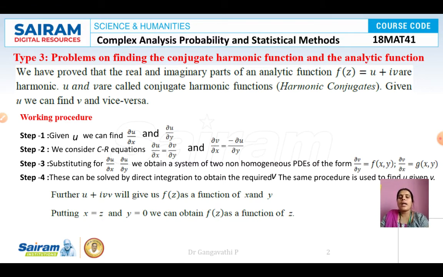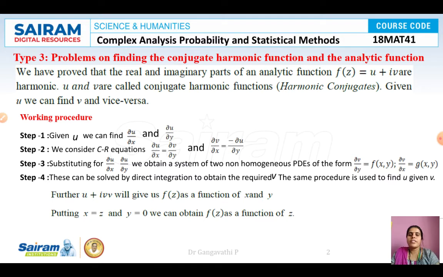So how do we do that? Let us look at the working rule. Imagine that u has been given. The first step is to find the derivatives ux and uy. Step 2 is to consider the CR equations: dou u by dou x can be replaced as dou v by dou y, and dou v by dou x can be replaced as minus dou u by dou y. Now substitute for dou u by dou x and dou u by dou y. We get two non-homogeneous PDEs like dou v by dou x equal to f of x comma y and dou v by dou y equal to g of x comma y.